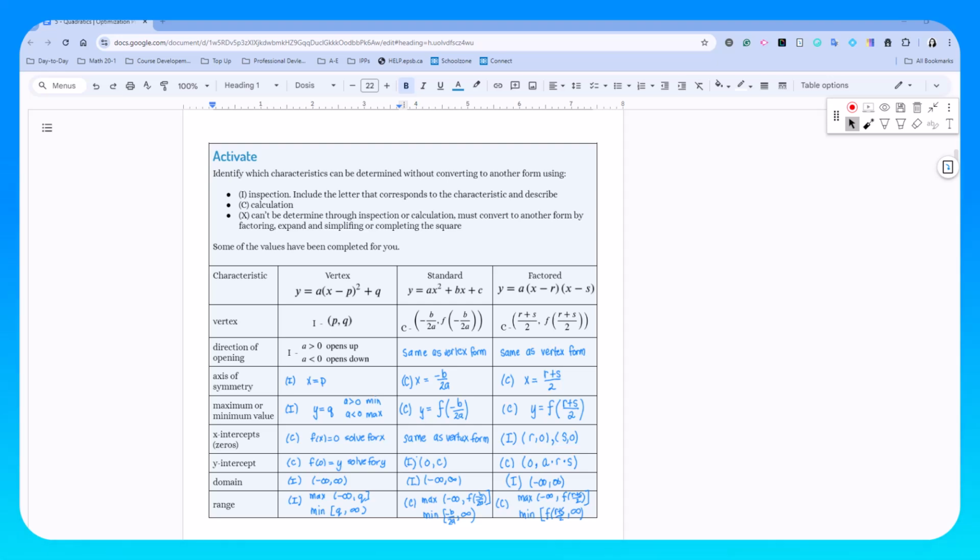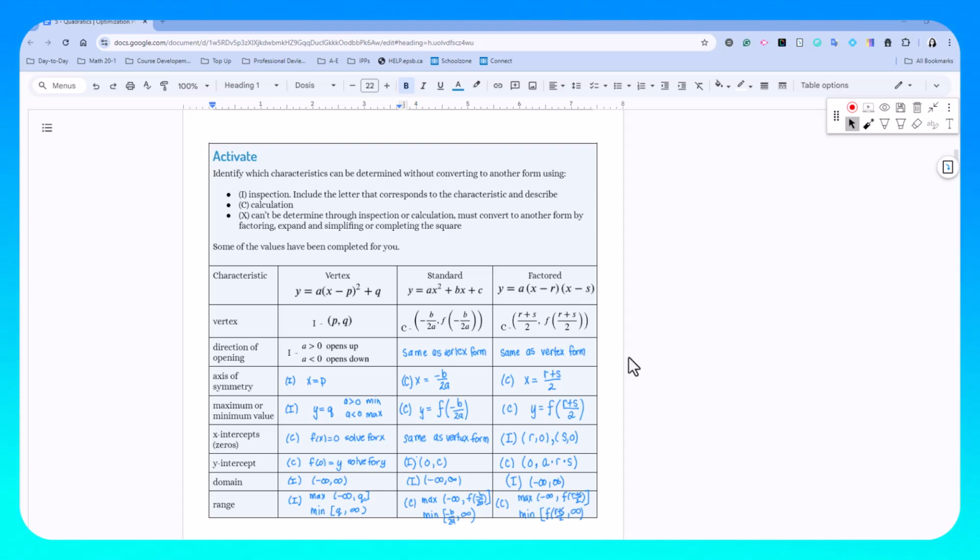So let's check it out. See how you did. I want you to go through what I've written down here. And notice that sometimes I put same as the vertex form. For instance, the direction of opening you can always determine through inspection because we can all see the a value in each one of these terms. So we can do that right across the board.